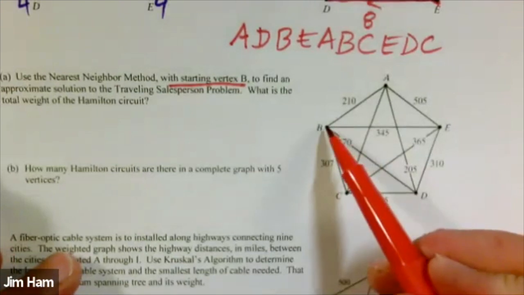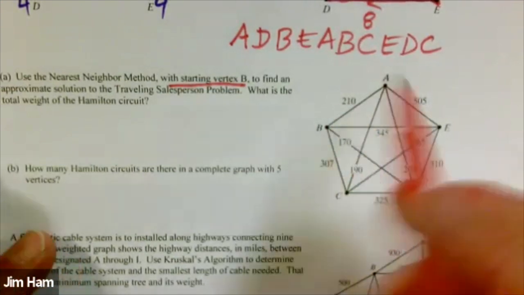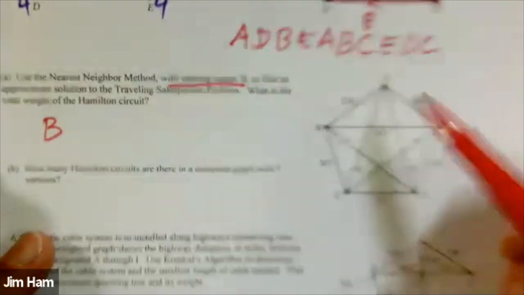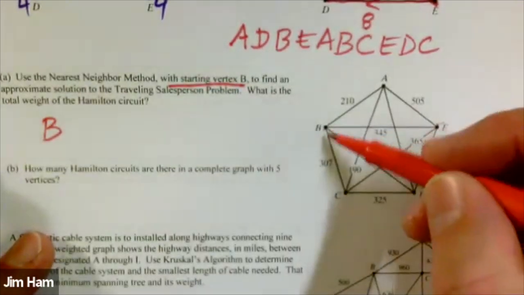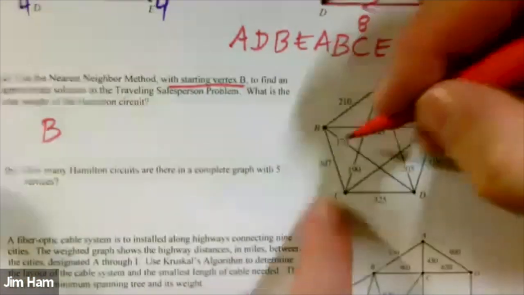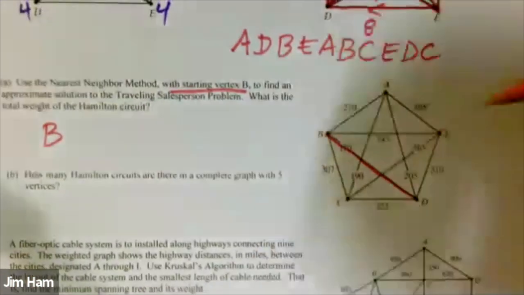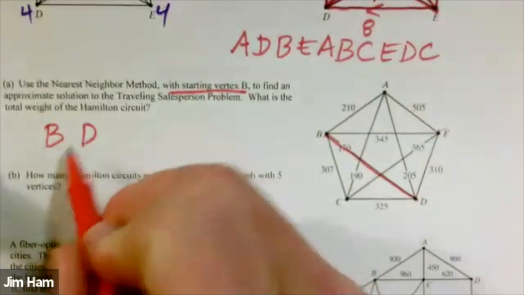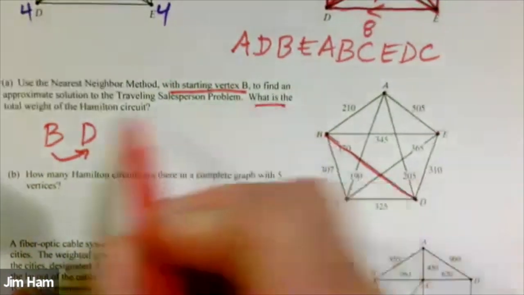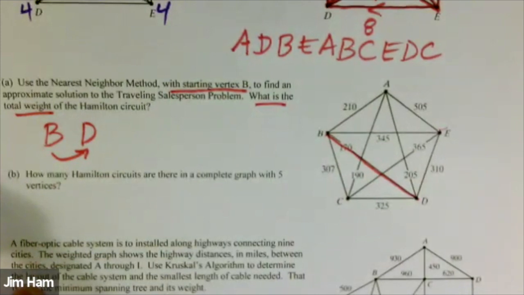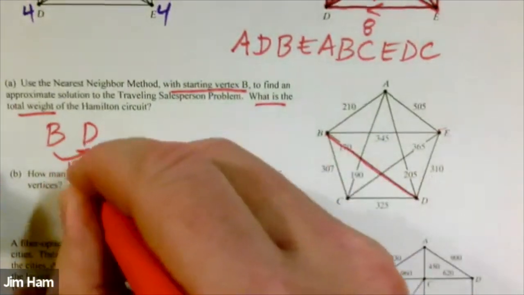So, starting at B, our choices are 210, 345, 170, or 307. And so the first thing is to come down here, and then we go B. We're also going to be asked probably the weight of this path. Oh, there it is. What is the total weight? So I'm going to write down the 170.